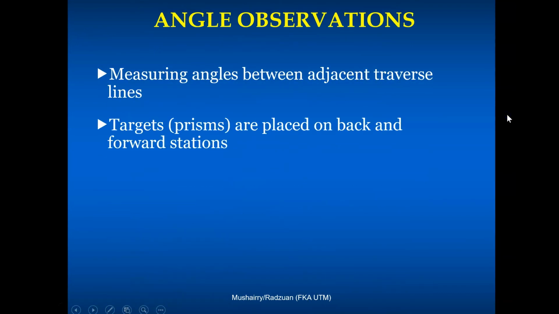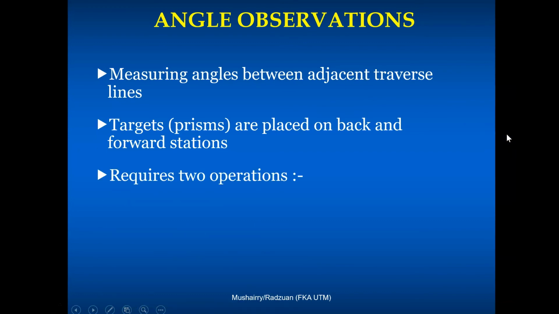Okay, now let's look at angular observations. Okay, how do we measure angles? Measuring angles between adjacent traverse lines. So at one point you're going to have another point to your left, to your right, maybe. So you have to measure the angles between them. Okay, and how do we measure the angle? We got to place targets or prisms, sometimes called reflectors, on the back and forward stations. Okay, let's look at a simple schematic that I prepared.